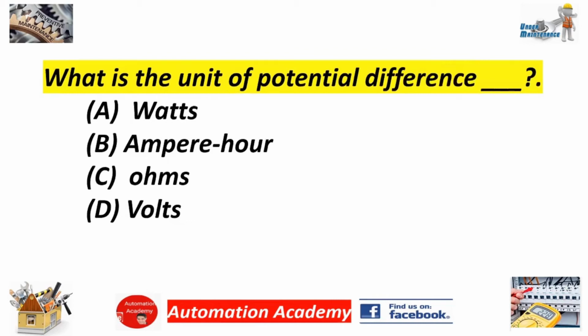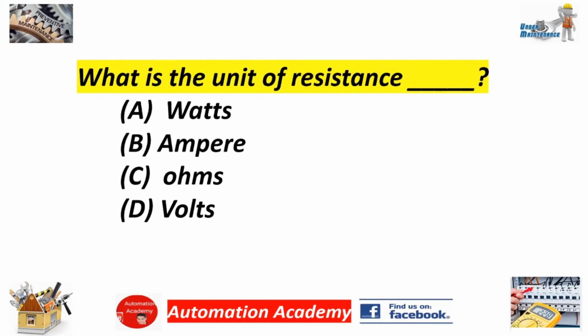What is the unit of potential difference? A. Watts, B. Ampere hour, C. Ohms, D. Volts. Answer D, Volts. What is the unit of resistance? A. Watts, B. Ampere, C. Ohms, D. Volts. Answer C.